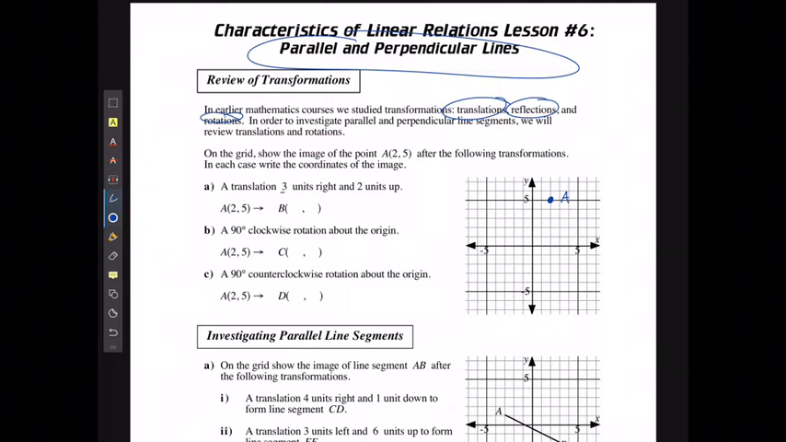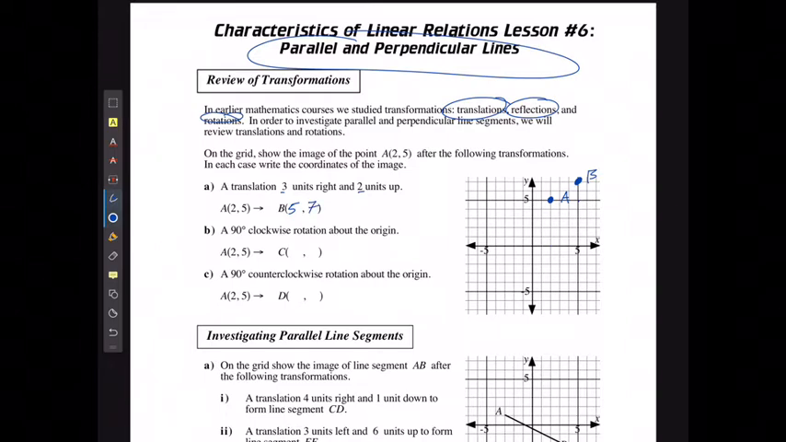So it wants us to translate this 3 units to the right and 2 units up. So I'm going to go from point A, right 3, and up 2, and I'm going to call that B. This is going to increase the x value by 3, so that's going to become 5, and it's going to increase the y value by 2, so that's going to become 7.